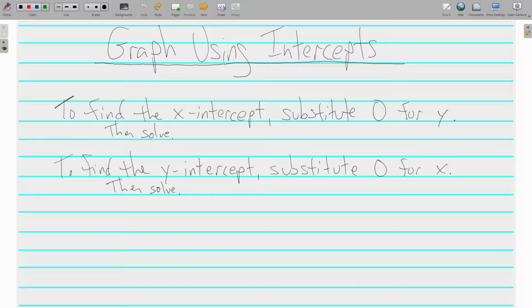In previous videos we have talked about slope-intercept form and graphing from that, which I think is easier a lot of the time, not all the time, but most of the time. I'm just going to show you a different way to graph today, and that's using the x and the y intercepts. To find the x-intercept, you substitute 0 in for y, and then you solve. To find the y-intercept, you substitute 0 in for x, and then you solve. Let me show you what that means here.